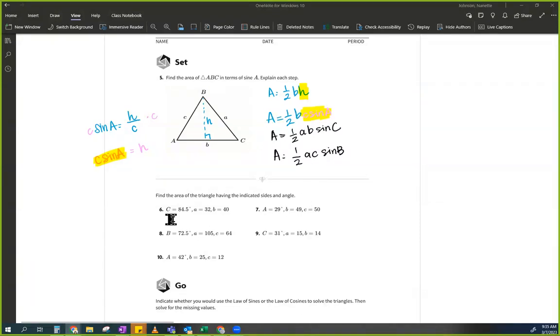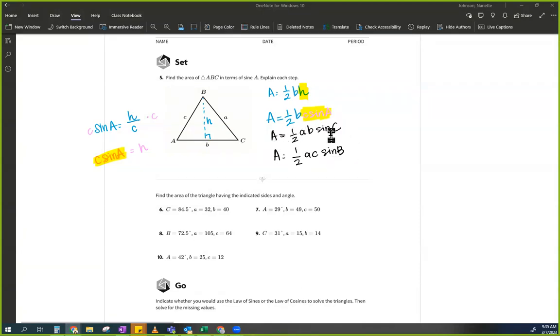Number 6 says C equals 84.5, A is 32, and B is 40. Find the area of the triangle. Here you're going to be selective on which formula you should use. I'll call this formula 1, 2, or 3. For number 6, which one would you use? Formula 1, formula 2, or formula 3?